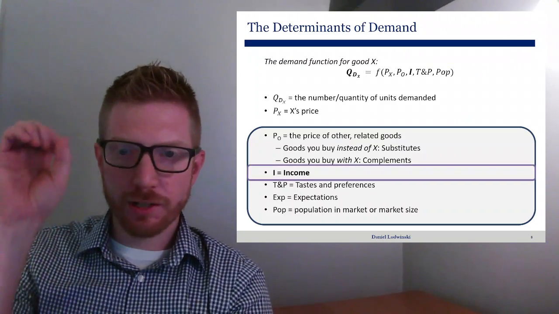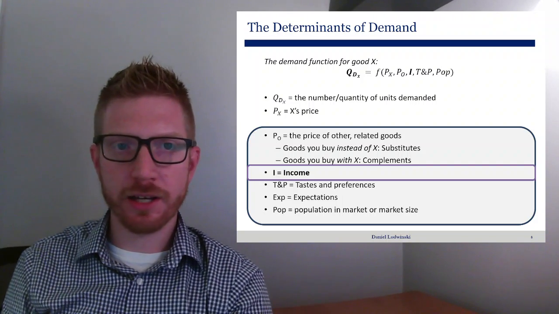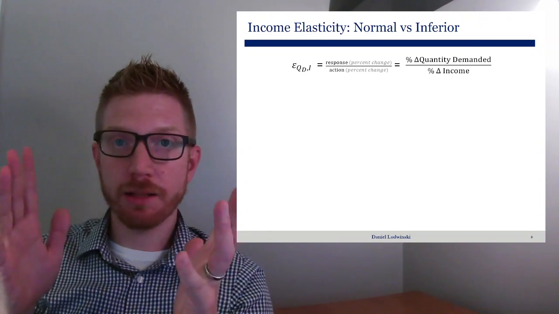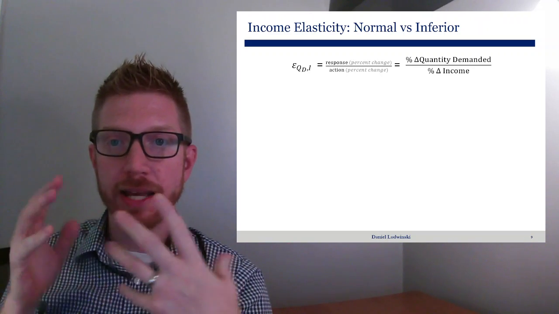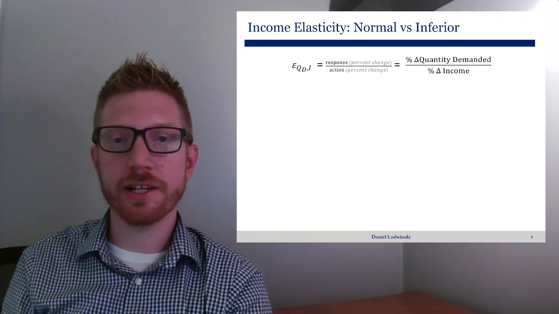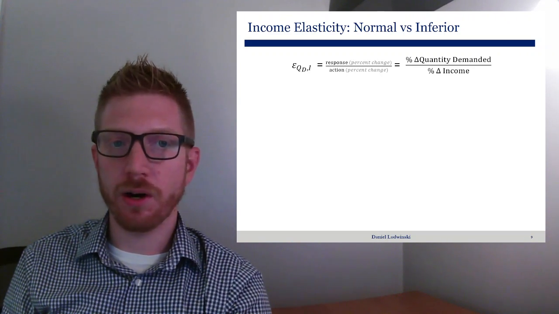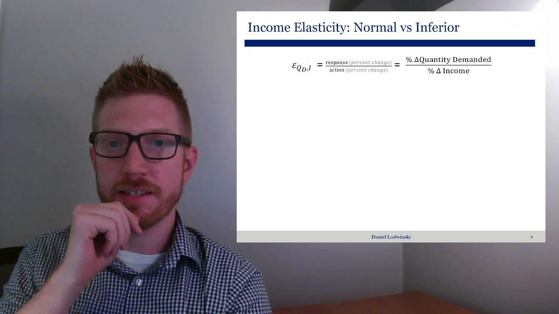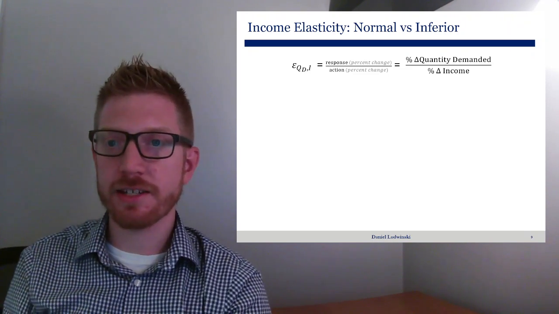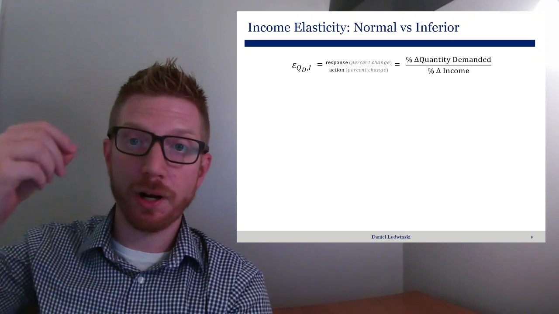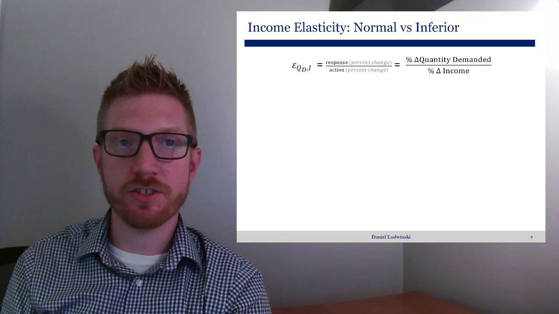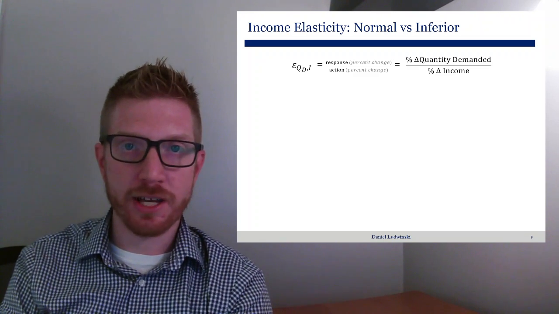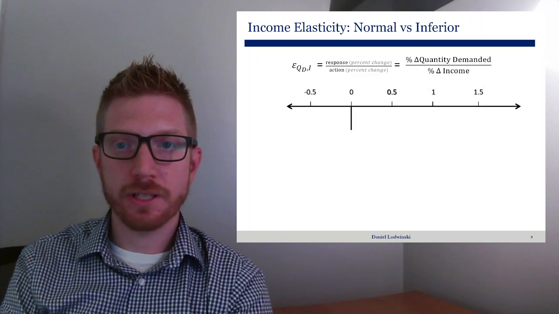All right, so we talked about the price of related goods. Now let's talk about income. Income is one of those determinants of demand, so a change in income can change how you are purchasing a product. So the elasticity of income, or income elasticity, again, our response is that percent change in quantity demanded, but our action is a percent change in income.